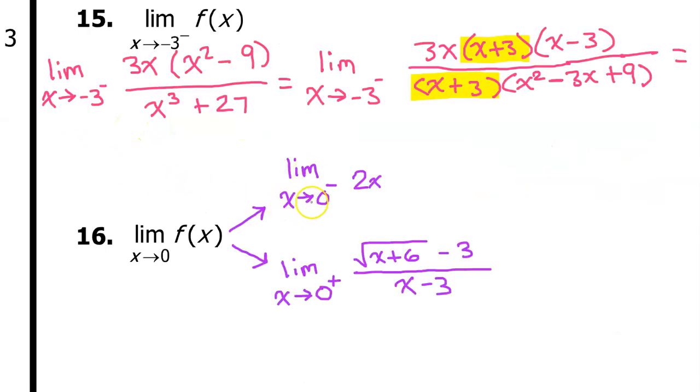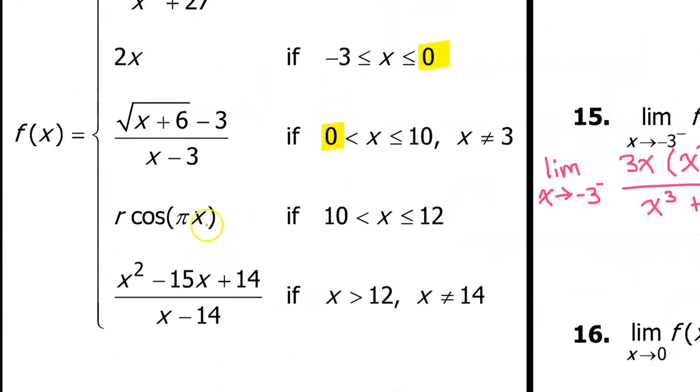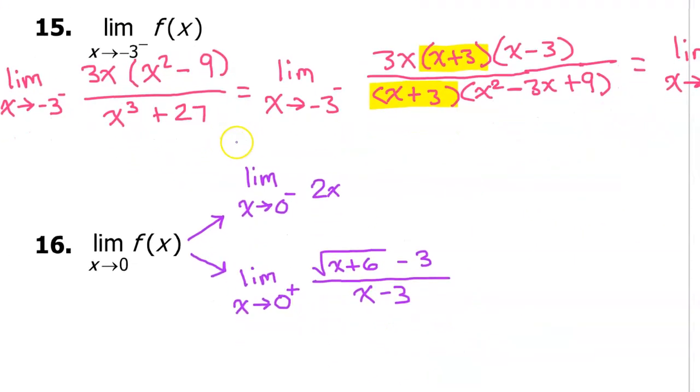So again, as x approaches 0 from the left, that means we're less than 0, which puts us in this interval between -3 and 0, which is why 2x will apply. So what is the limit of 2x as x approaches 0? Well, we can just do direct substitution on this, and that would just be 2 times 0, which is 0.